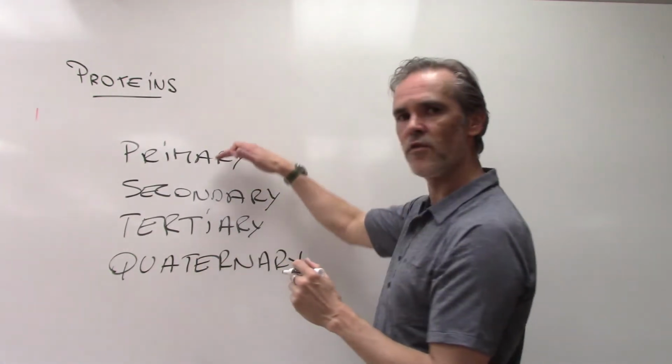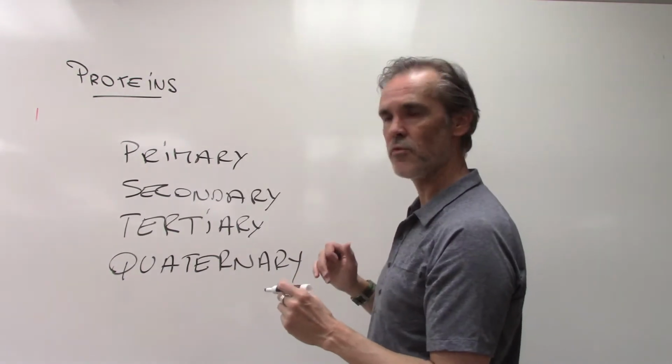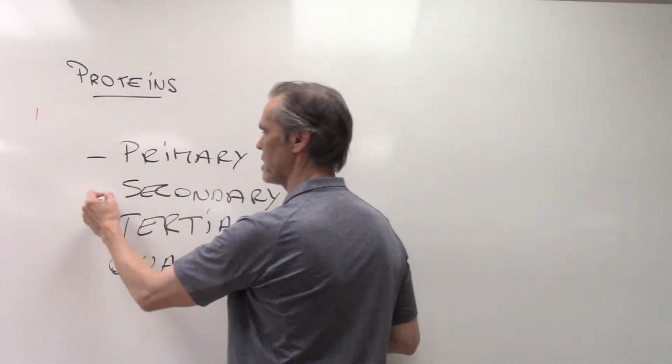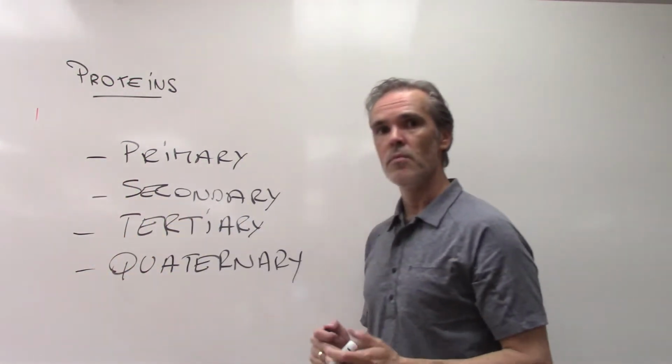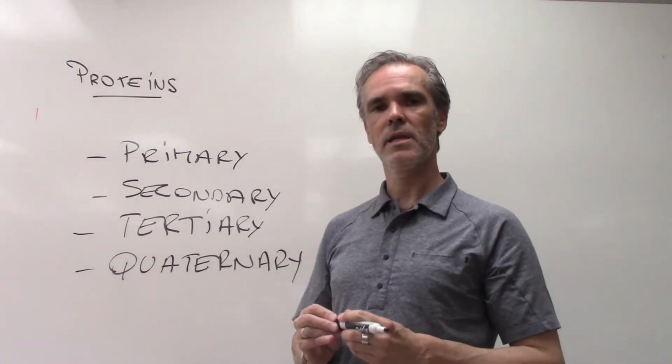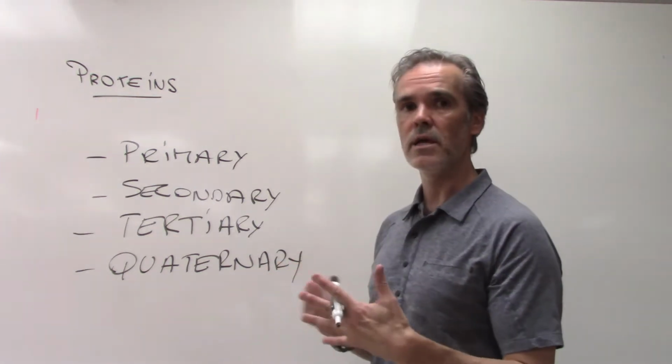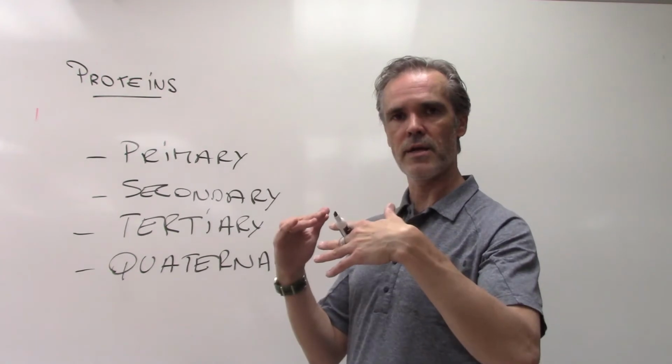So you see different levels of organization of proteins, right? Primary, secondary, tertiary, quaternary. This might look a bit complicated, but actually it's not really. It's just a level of organization, right?